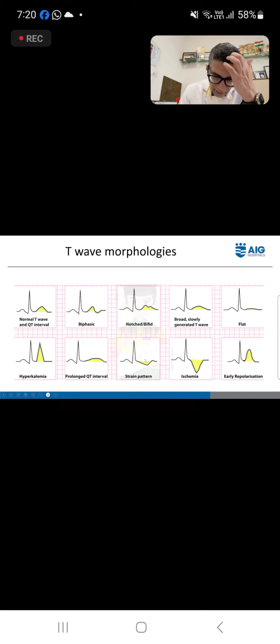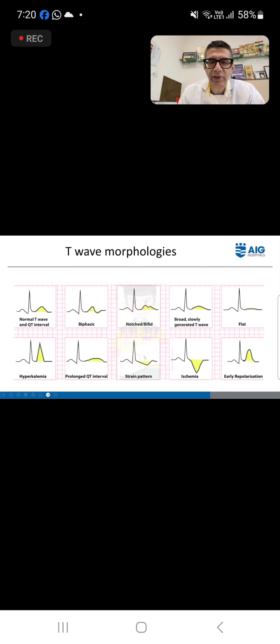Then there are variations of T wave. A lot of T wave abnormalities may not be ischemia related. They could be related to what we call reciprocal changes. So when the patient has left ventricular hypertrophy, pre-excitation, or bundle branch blocks, it just reflects the opposite of what the QRS shows.